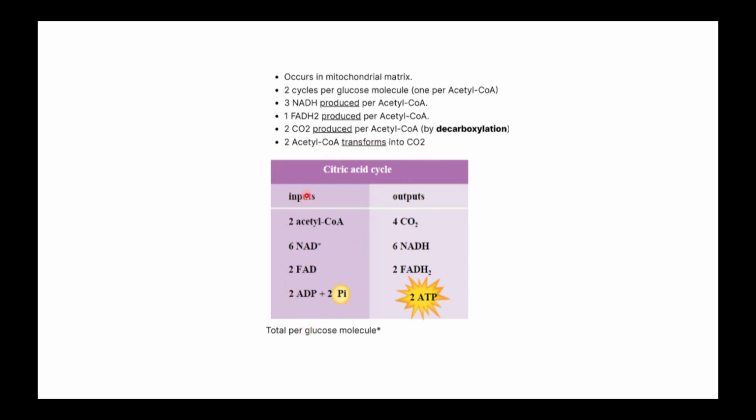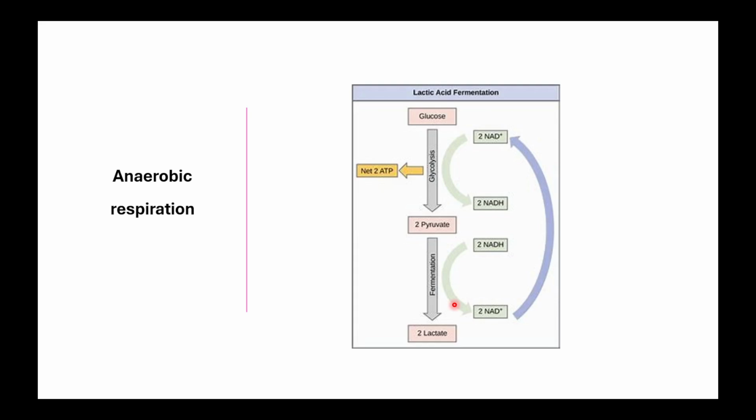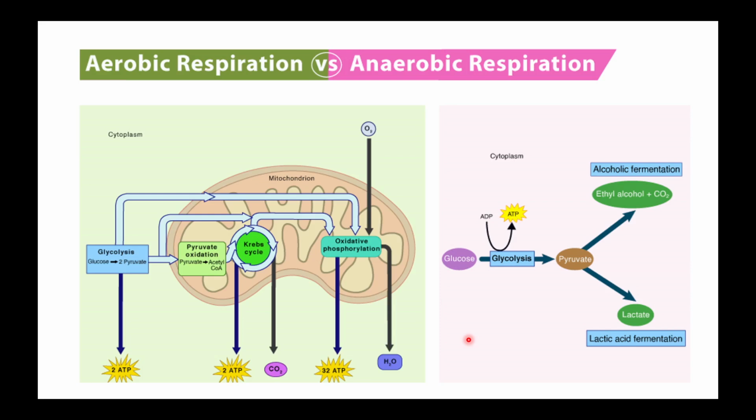Then 2 acetyl coenzyme A transform into CO2. So overall, the citric acid cycle inputs are 2 acetyl coenzyme A, 6 NAD plus, 2 FAD plus, 2 ADP plus 2 inorganic phosphate molecules, and outputs are 4 carbon dioxide molecules, 6 NADH, 2 FADH2 and 2 molecules of ATP. Okay. Now there's anaerobic respiration also, wherein the pyruvate that was formed out of the glycolytic pathway can directly form lactic acid, 2 molecules of lactic acid.